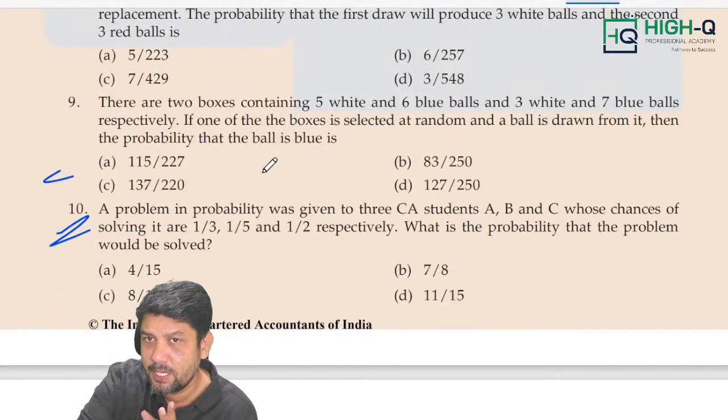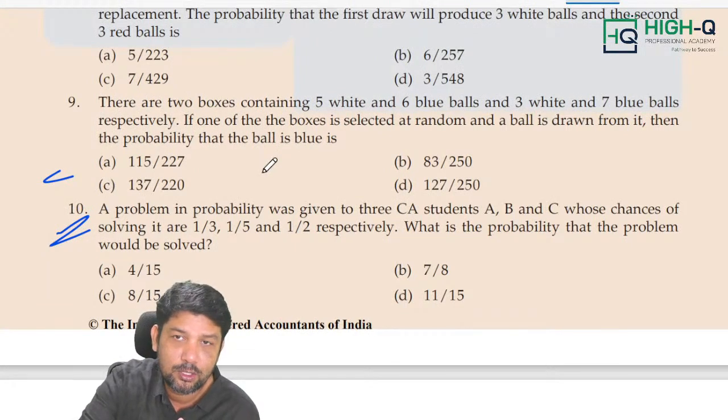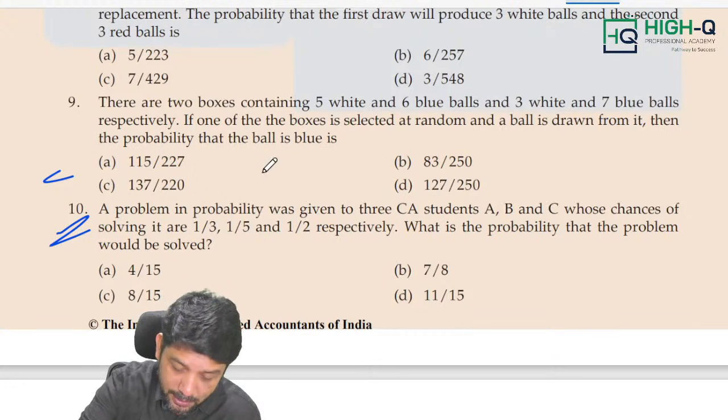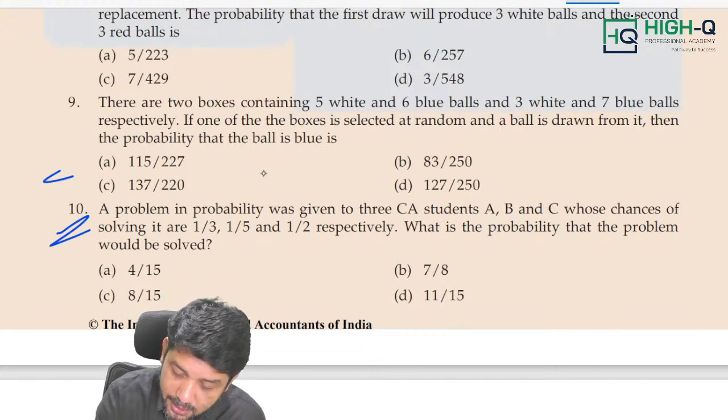When a problem is given to three students, this type of question is always independent. A student A, B and C have chances of solving it as 1/3, 1/5 and 1/2 respectively. What is the probability that the problem would be solved?